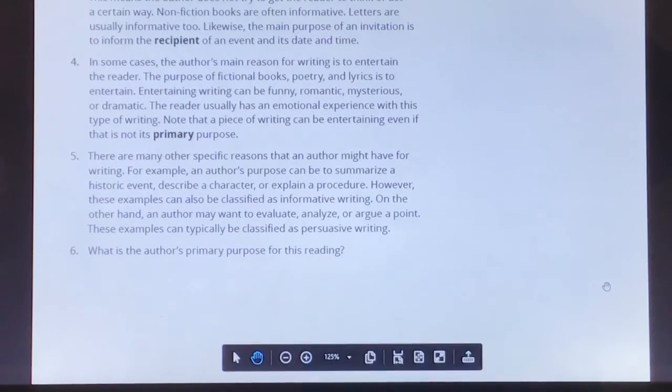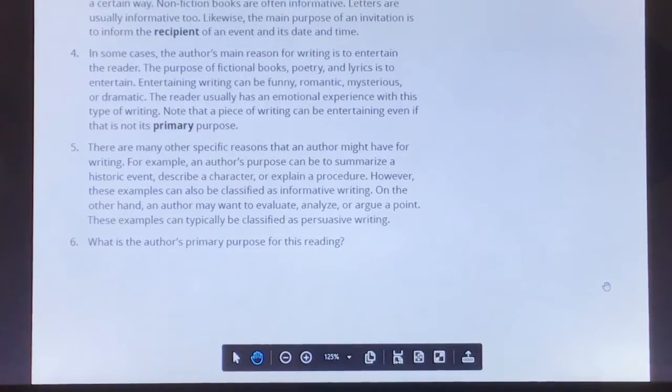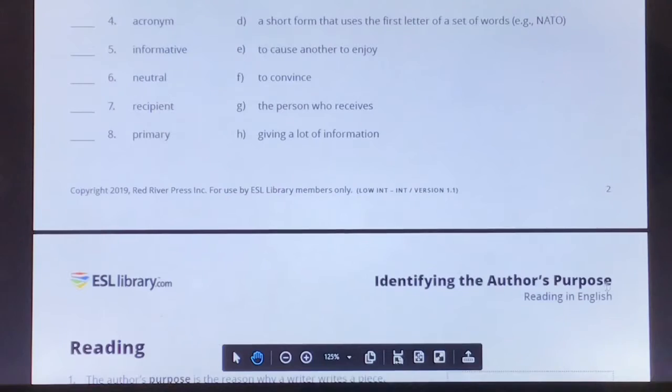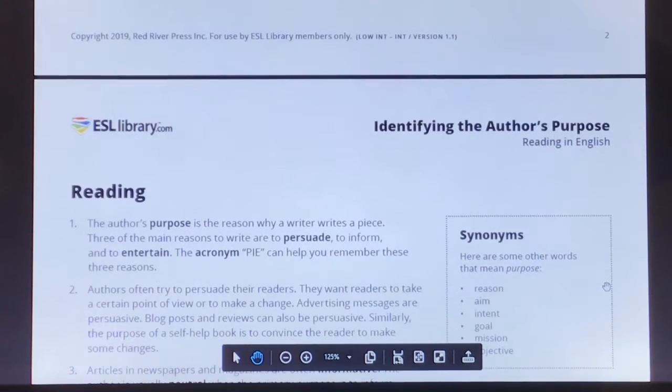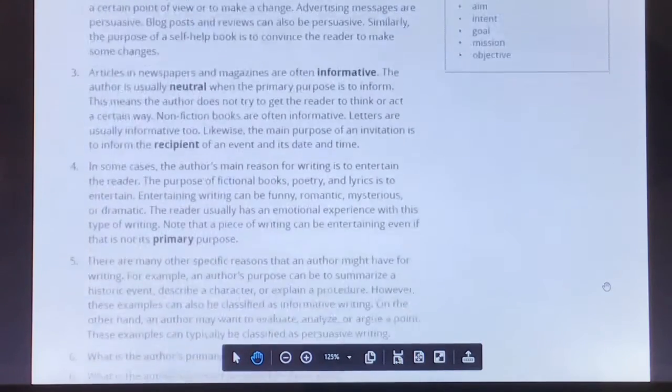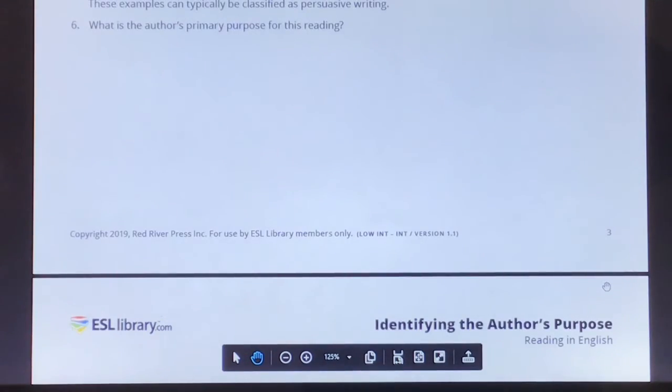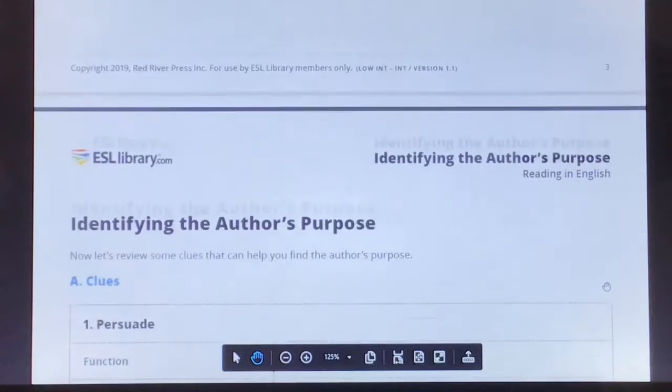What is the author's primary purpose for this reading? What do you think? What is the author's primary purpose? Is it to persuade, to inform, or to entertain? I think it is to inform, giving you information.